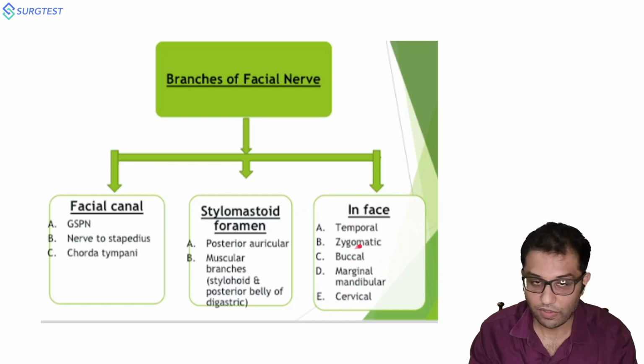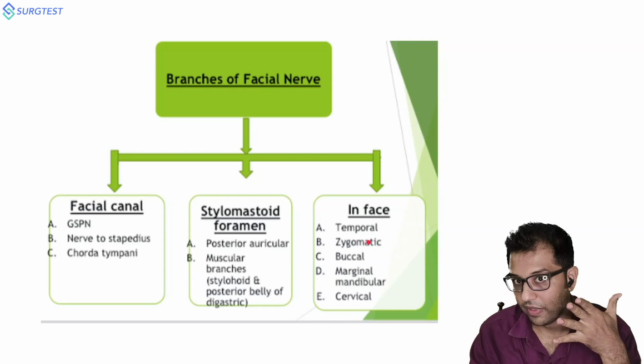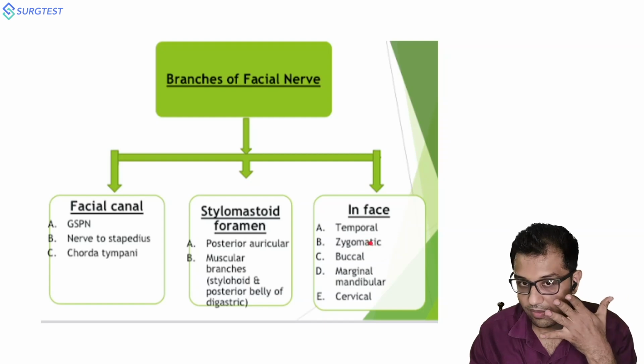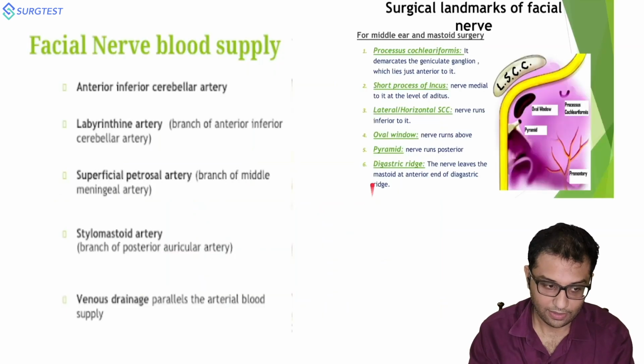These are the five branches which form the pes anserinus when the nerve passes through the parotid, between the superficial and deep lobe, and they come out as five branches like the foot of a goose, called pes anserinus. Now, these can be exam questions. Therefore, I have put this slide.